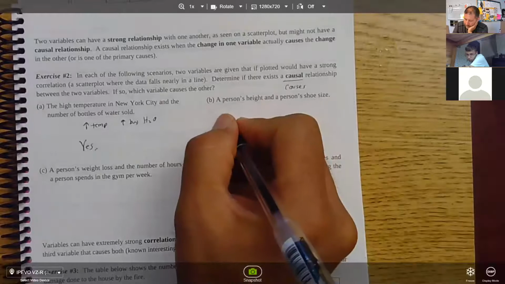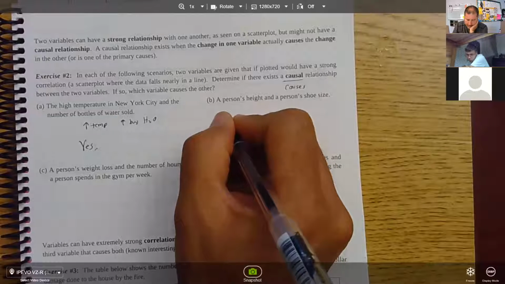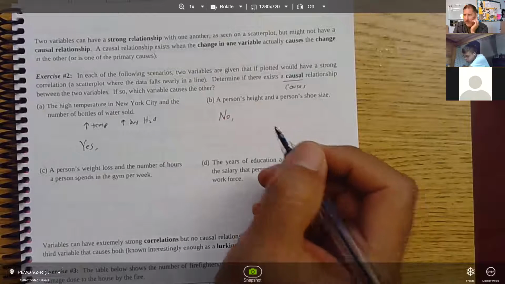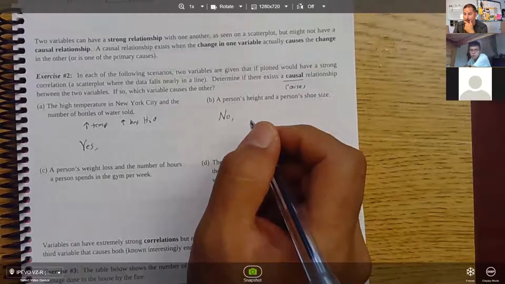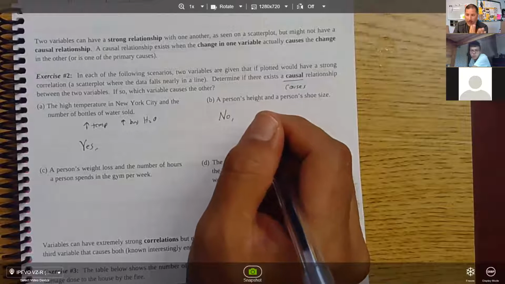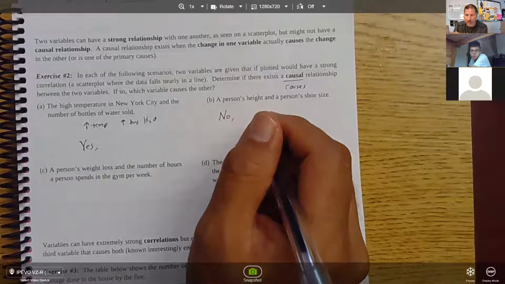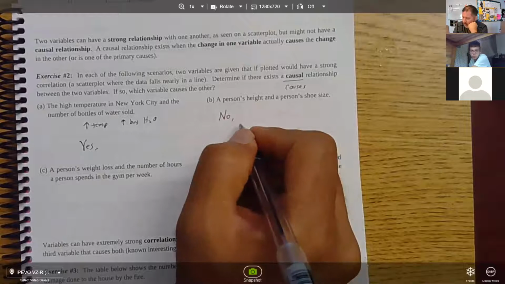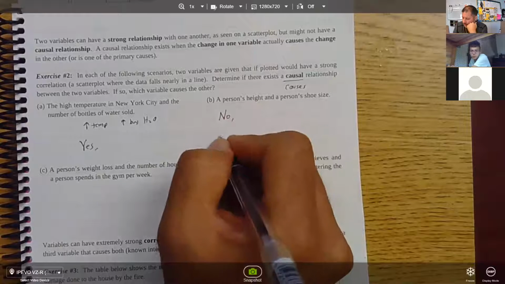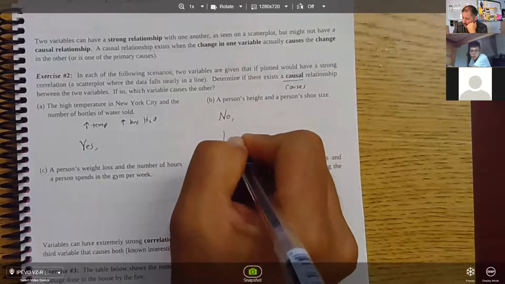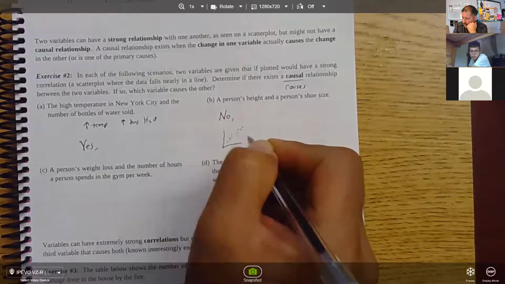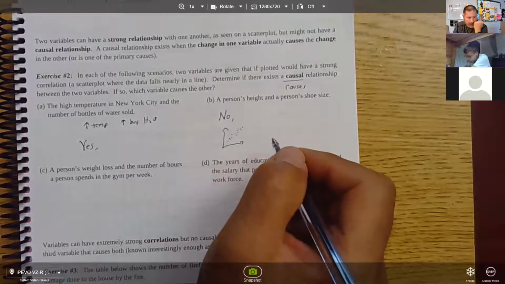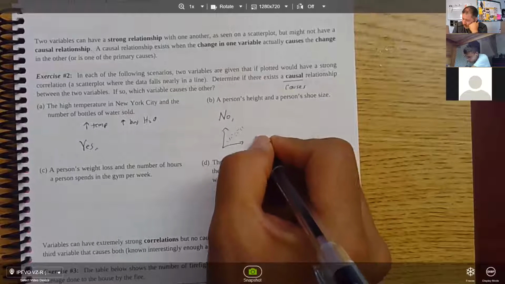Well, no is the answer. No, your height isn't causing your feet to grow. Your body size does. They're both related to a third variable called body size, but not related to each other. So height and a person's shoe size do go up together, which means as shoe size and height increase, they are correlated.